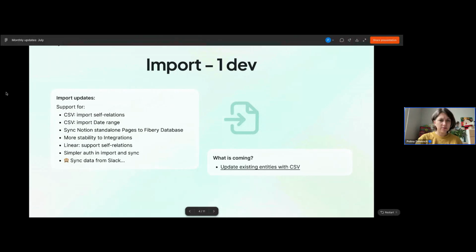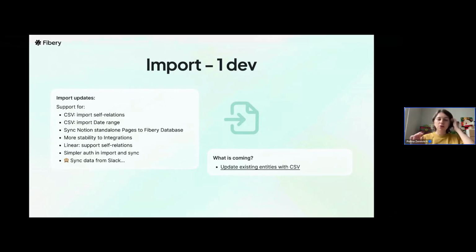Okay, so I also added information about how many devs were working on this area. Usually we have the area we are focused on. It has one product guy, one designer, one QA, and a different number of developers. Here we have one developer working on import. What was improved? Now it's possible to import self-relations with CSV, and it's much easier to import date range. We can also now sync from Notion standalone pages.